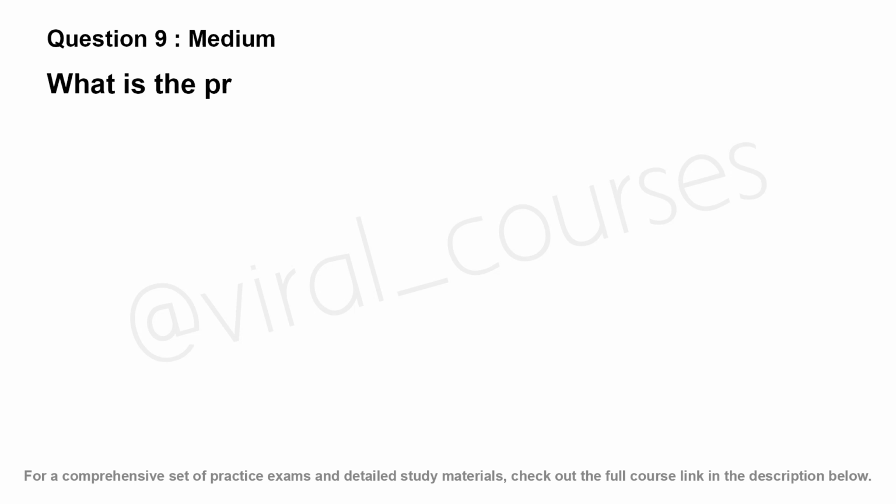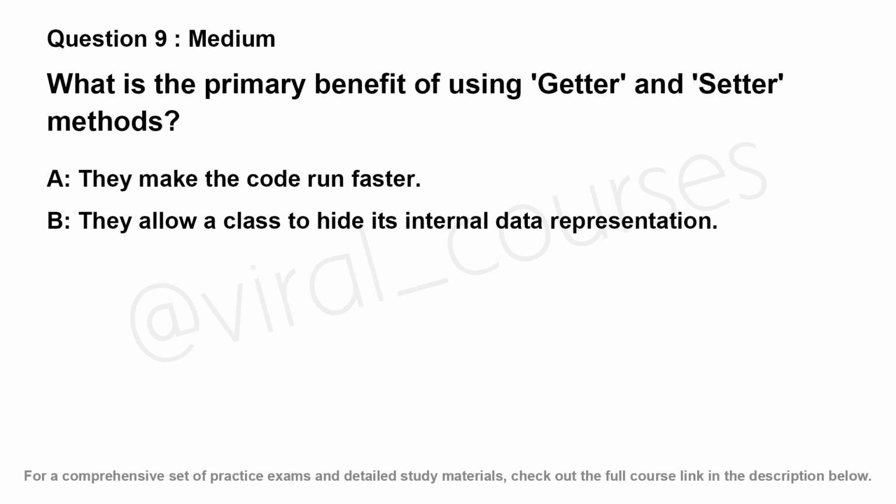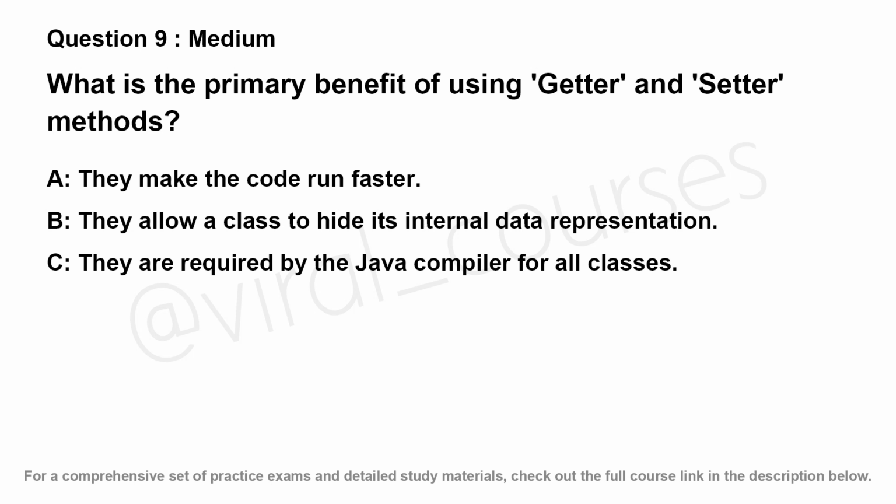What is the primary benefit of using getter and setter methods? Option A, they make the code run faster. Option B, they allow a class to hide its internal data representation. Option C, they are required by the Java compiler for all classes. Option D, they prevent the use of constructors.